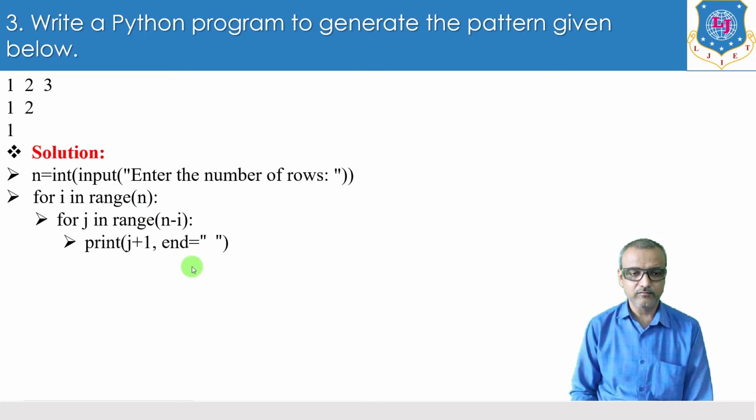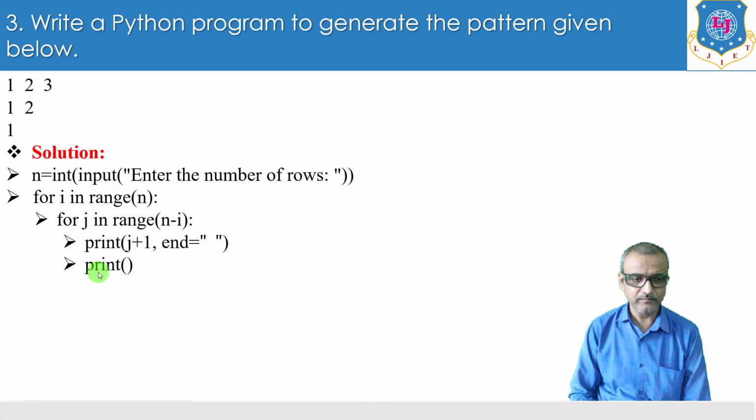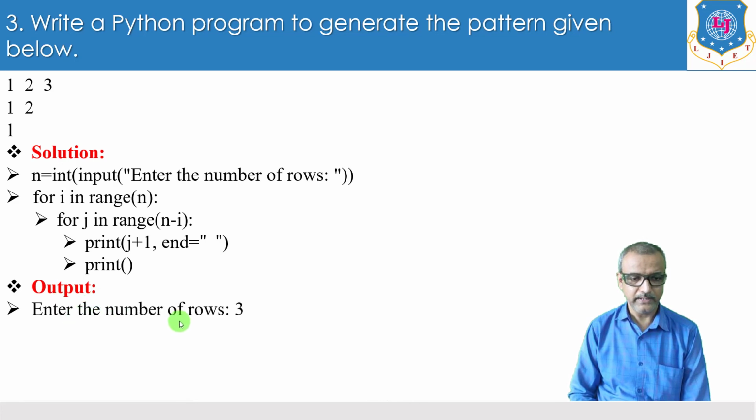This is how it will work. With the help of this print statement, we have elements in different rows. For example, 1, 2, 3 will be in the first row, 1, 2 will be in the second row, 1 will be in the third row, in this way. So what is the output? Enter the number of rows, say 3. So in the first row we'll be having 1, 2, 3. In the second row we'll be having 1, 2, and in the third row we'll be having 1.